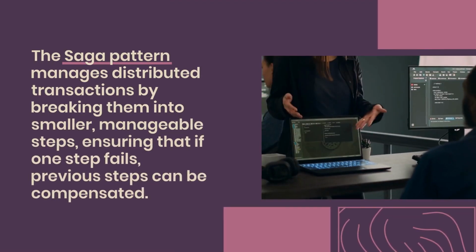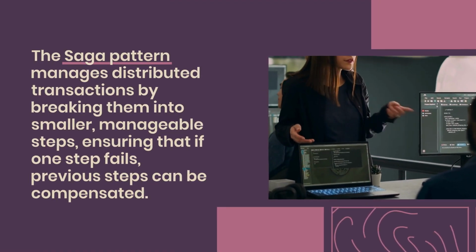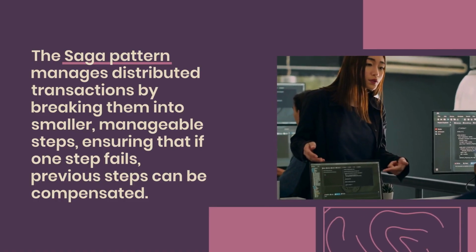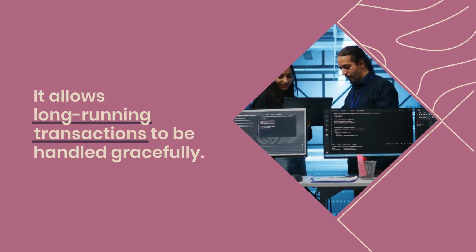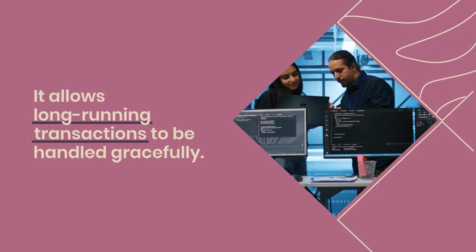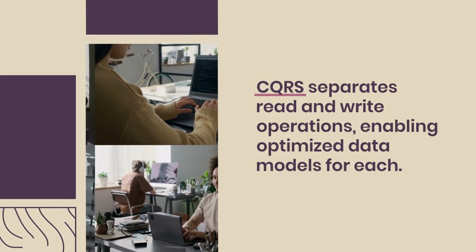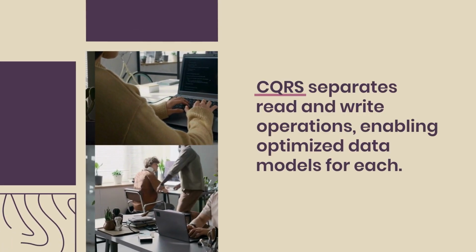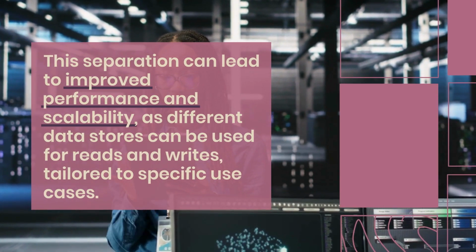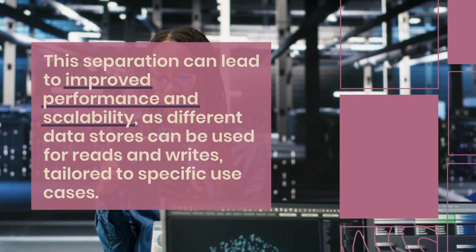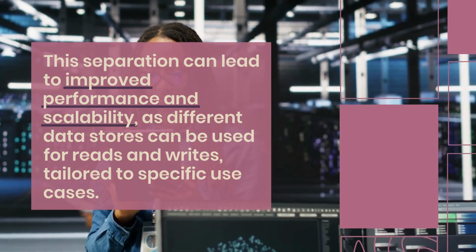The Saga pattern manages distributed transactions by breaking them into smaller, manageable steps, ensuring that if one step fails, previous steps can be compensated. It allows long-running transactions to be handled gracefully. CQRS separates read and write operations, enabling optimized data models for each. This separation can lead to improved performance and scalability, as different data stores can be used for reads and writes, tailored to specific use cases.